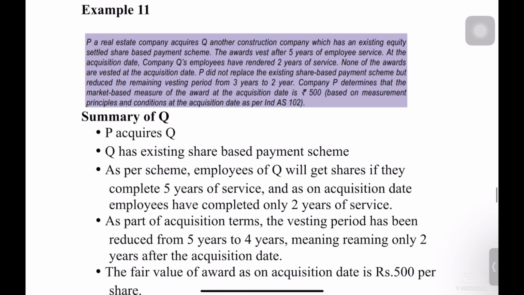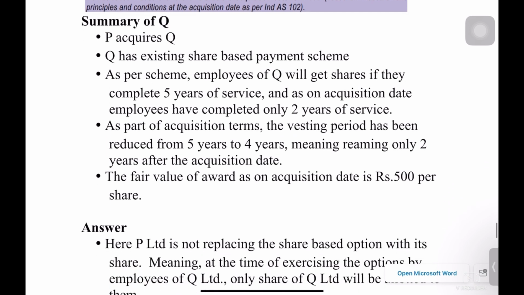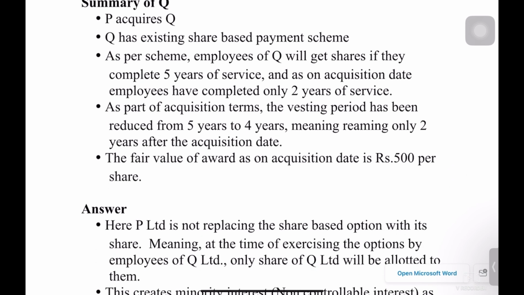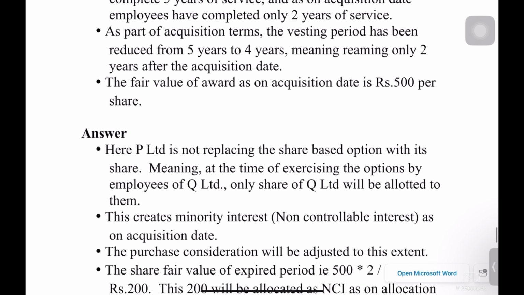Okay, so let me go through the next example. In this case, P Limited acquires Q Limited, and Q Limited has an existing share-based payment scheme. As per this scheme, employees of Q Limited will get shares if they complete 5 years of service. As on the acquisition date, employees have completed only 2 years of service. As part of the acquisition terms, the vesting period has been reduced from 5 years to 4 years, meaning the remaining term is only 2 years after the acquisition date. The fair value of the award as on the acquisition date is given at 500 per share.